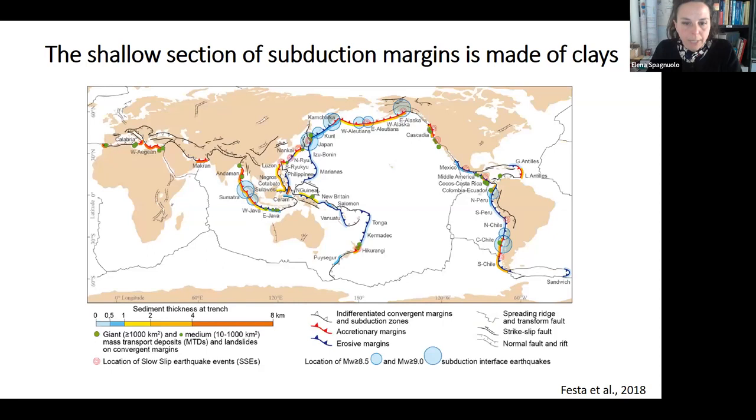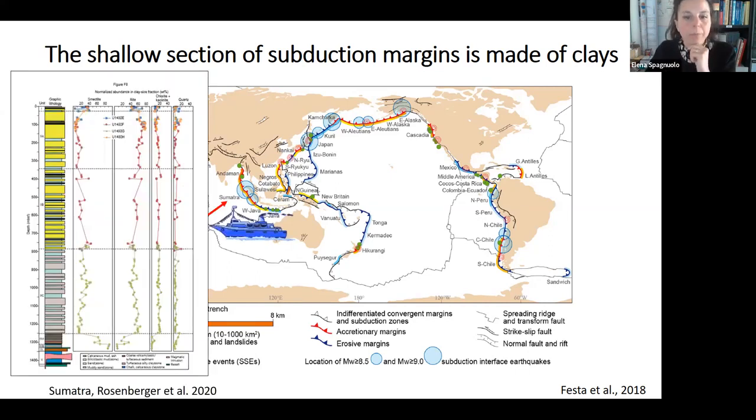And sediments are made of clays, essentially. You can see here the map again with the thickness and the other information about the type of margins, and also the location of the subduction interface earthquakes, which are pretty large. But this map is also full of other information, like, for example, the location of slow slip events. So in time, this kind of map is becoming more and more informative of all the characteristics of these subduction margins. For example, we also retrieve and core and log deep boreholes in these IODP programs. So we know also the type of materials.